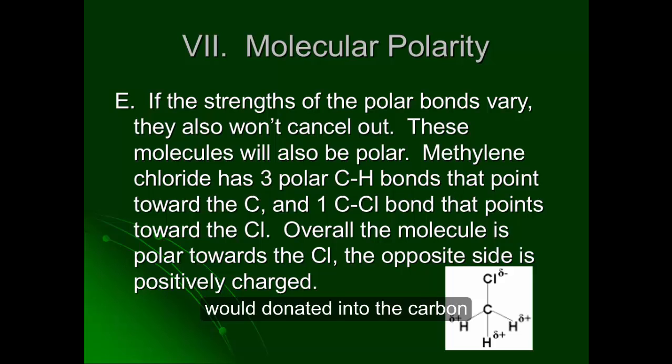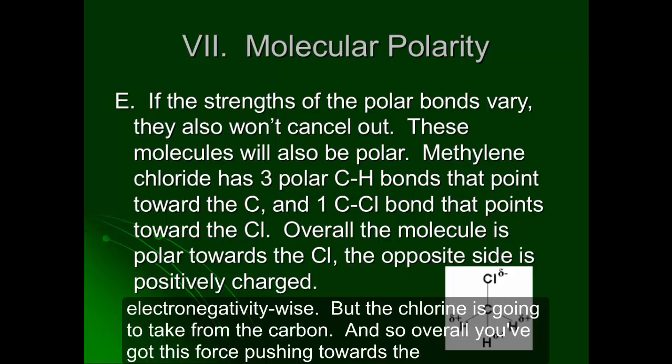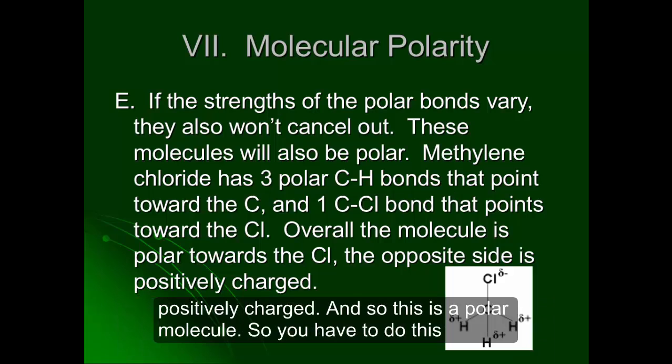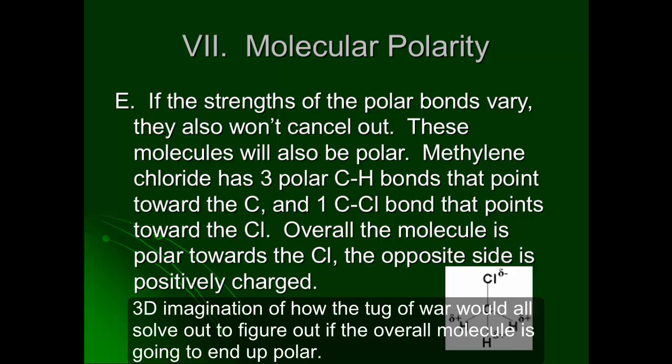So for example, hydrogens would donate into the carbon, electronegativity-wise, but the chlorine is going to take from the carbon. So overall, you've got this force pushing towards the carbon and up towards the chlorine. So the chlorine is negatively charged, and the lower part here is going to be positively charged. And so this is a polar molecule. So you have to do this 3D imagination of how the tug-of-war would all solve out to figure out if the overall molecule is going to end up polar.